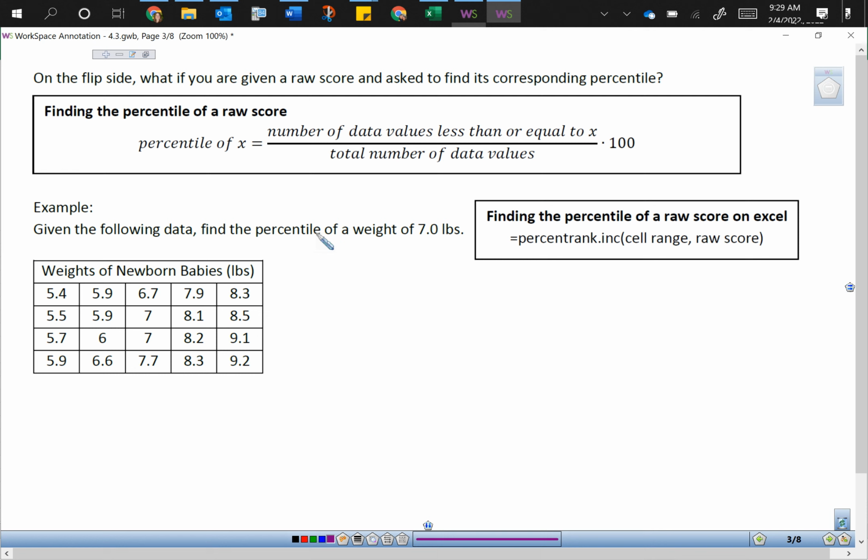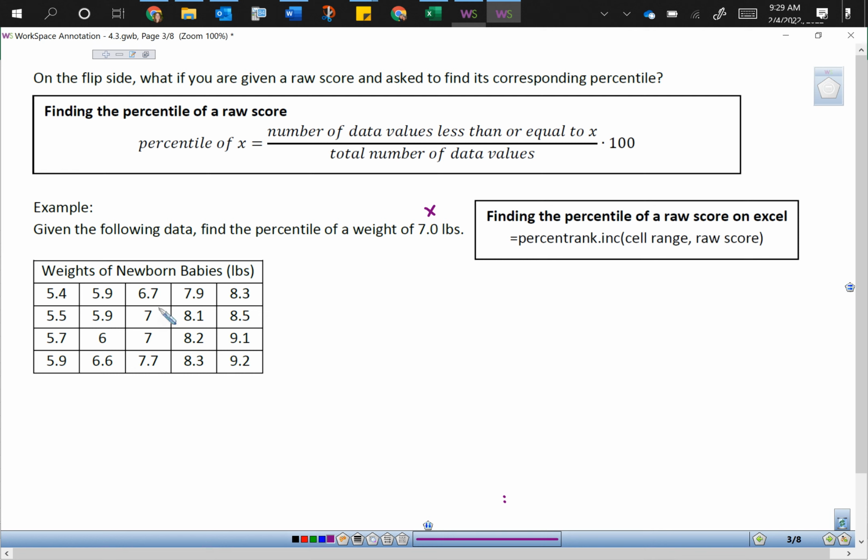All right? So here we have the weights of newborn babies. Notice it is in numerical order. You're welcome. And we want the percentile of a weight of 7.0 pounds. So I need the number of data values less than or equal to x. So x is going to be my 7.0 pounds. Go ahead and count out how many are less than or equal to that. 1, 2, 3, 4, 5, 6, 7, 8, 9, 10.